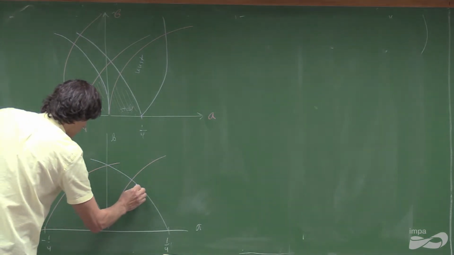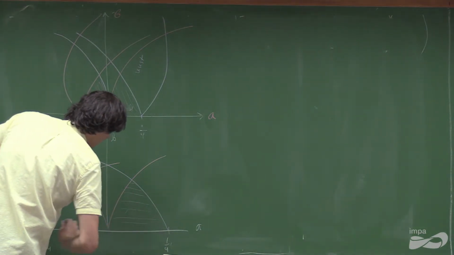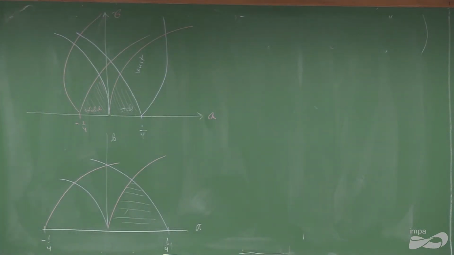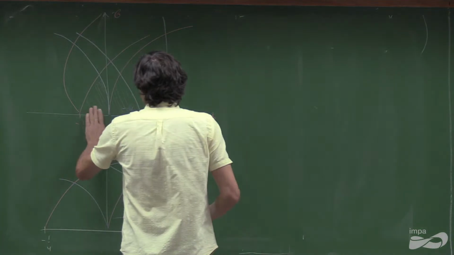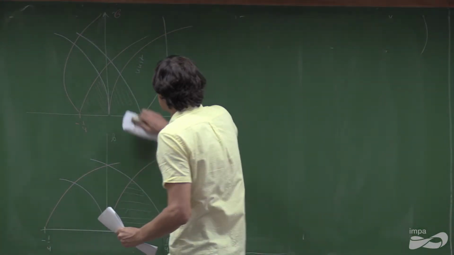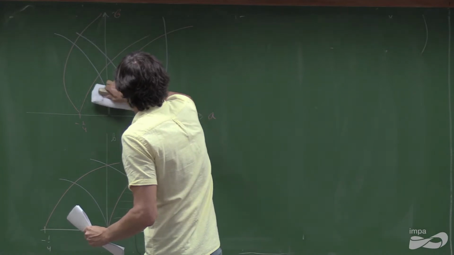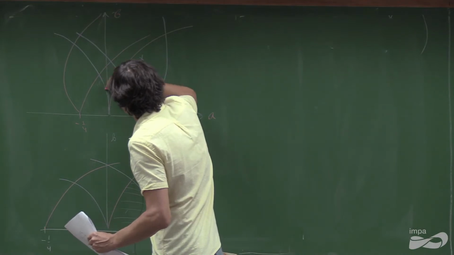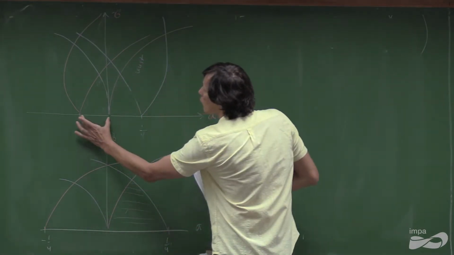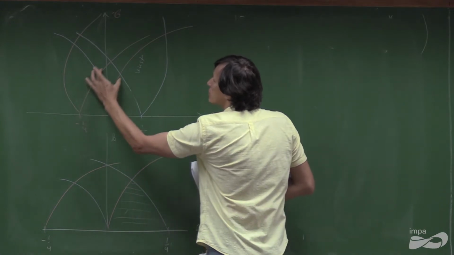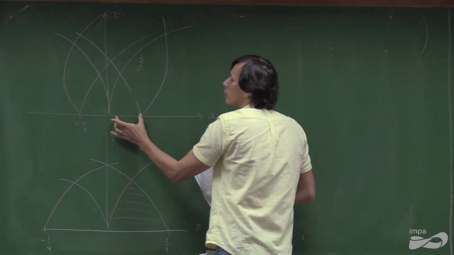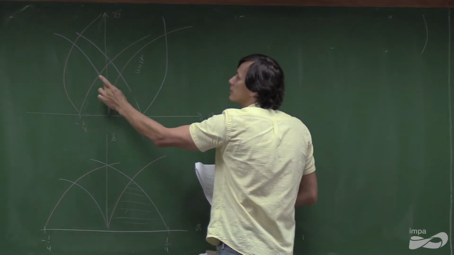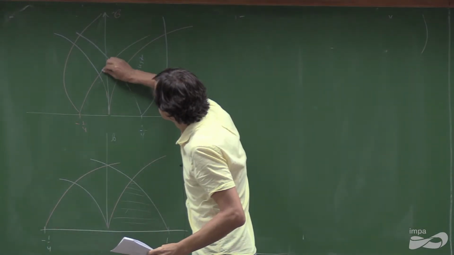So this is the region where we are stable. All wrong. So the stability region of the red is here. The stability region of the purple is here. So the stability region is this. This is the stability region.